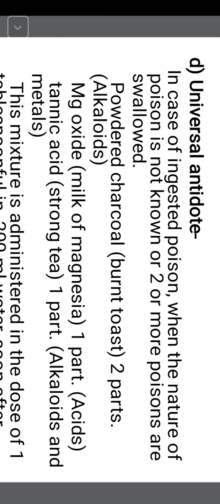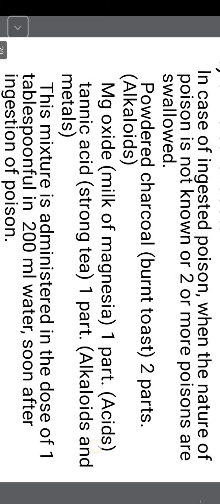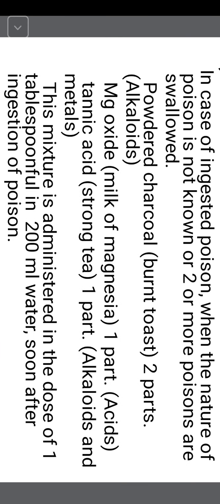The name only tells you, universal antidote, it will be active against many poisons. So it will neutralize, or it will try to neutralize, many poisons at a time. How this universal antidote is prepared, you will have to remember this combination and how it is administered. It is very simple, very easy, hardly this much slide is there for universal antidote.